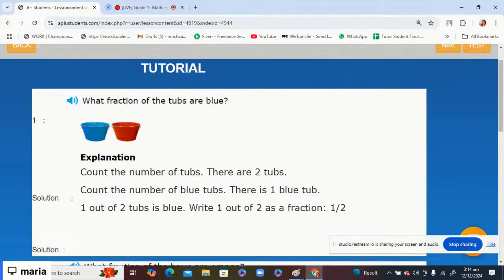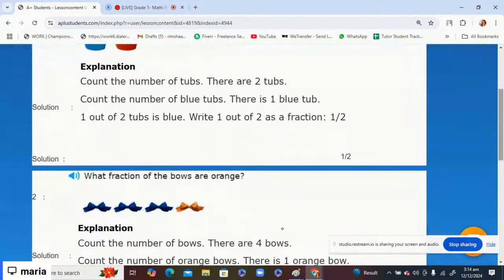How many tubs which are blue? Which is 1. One tub which is blue. And how many total tubs? There are 2 total tubs. Total tubs are 2 basically, and the blue is only 1. So the total number we always write in the denominator, and the interested one we are going to write in the numerator. So it's 1 by 2 is your answer.